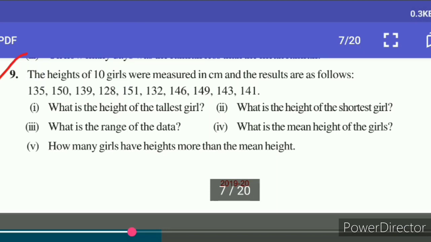The heights of 10 girls were measured in centimeters and the results are as follows. Here the heights of 10 girls are given. You should answer all these 5 parts of the question. What is the height of the tallest girl? What is the height of the shortest girl? What is the range of the data? What is the mean height of the girls? How many girls have heights more than the mean height?